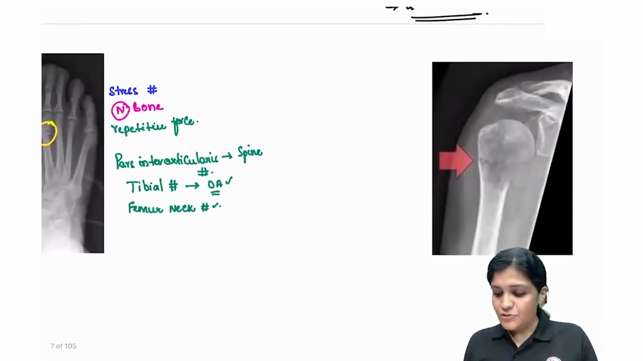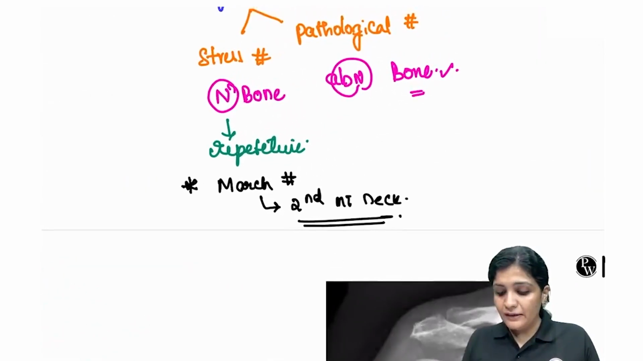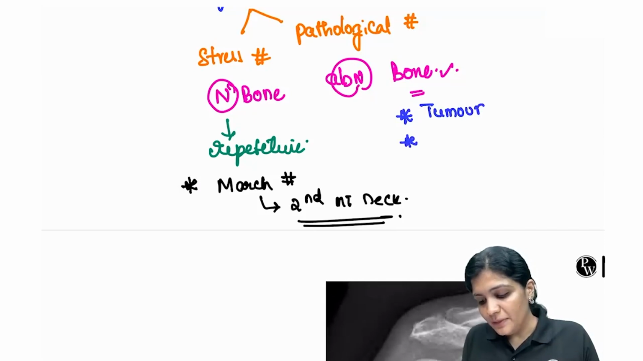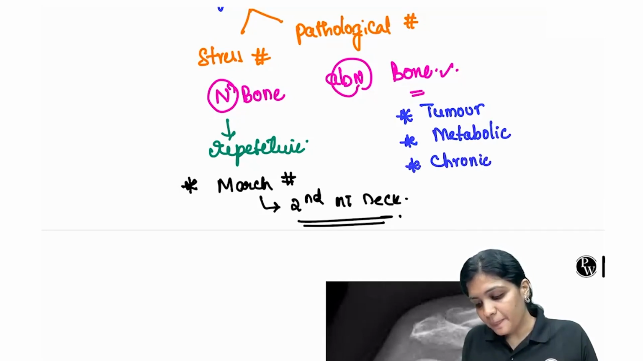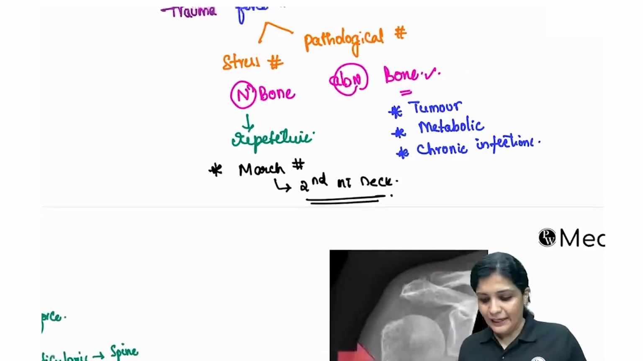And then comes your pathological fracture. We have already learned that the pathological fracture is usually seen in case of abnormal bone. So what is that abnormality the bone has? It could be a condition such as tumors, or metabolic disorders, or chronic infections. These are all the conditions where the bone itself is not normal, hence it is resulting in fracture even with minimal force.